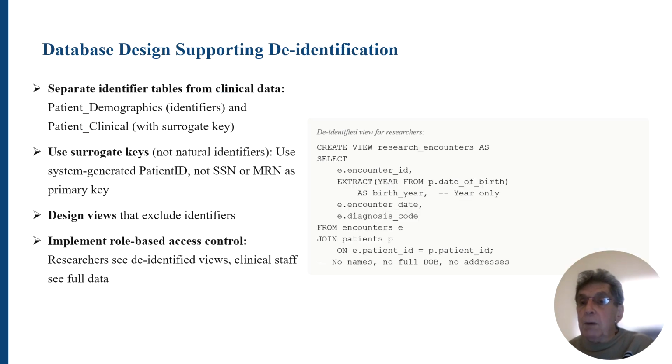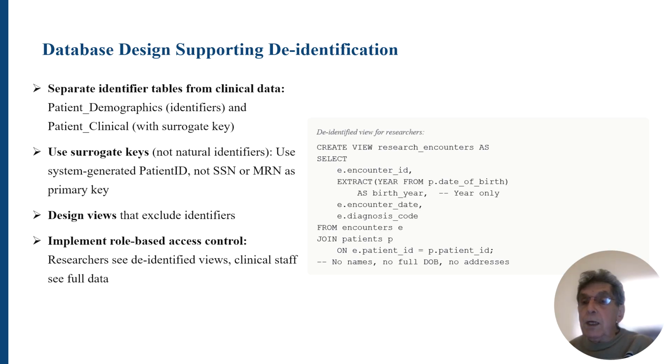So good database design makes de-identification much easier, and here are the key design principles. Separate identifier tables from clinical data. Don't store patient name and address in the same table as diagnoses and lab results. Create a patient demographics table for identifiers and a patient clinical table for clinical facts, linked by a surrogate key.